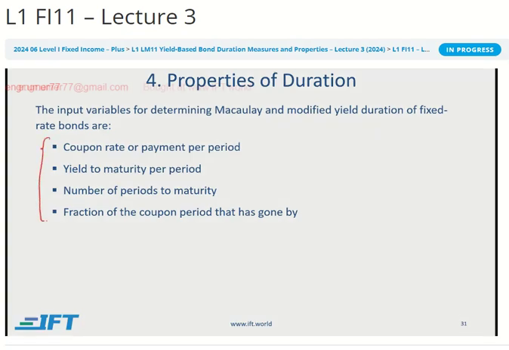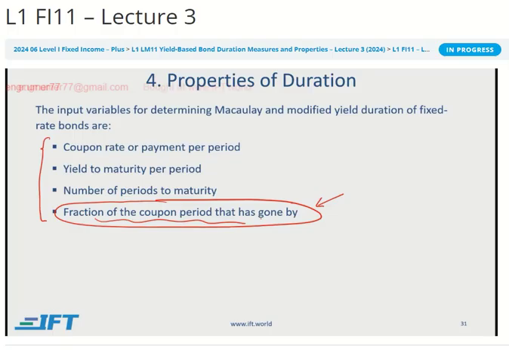And how they are impacted by the coupon rate or the yield to maturity or the number of periods to maturity or the fraction of the coupon period that has gone by. And this is of course very interesting. Out of all of them are interesting, but this particular one is very interesting.